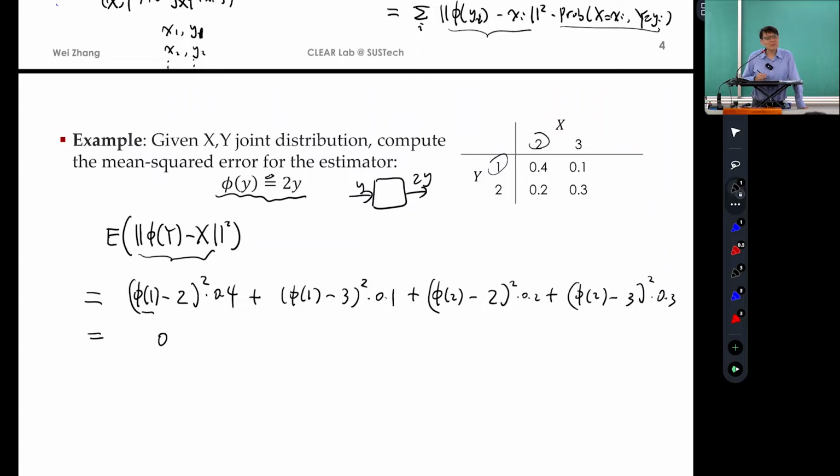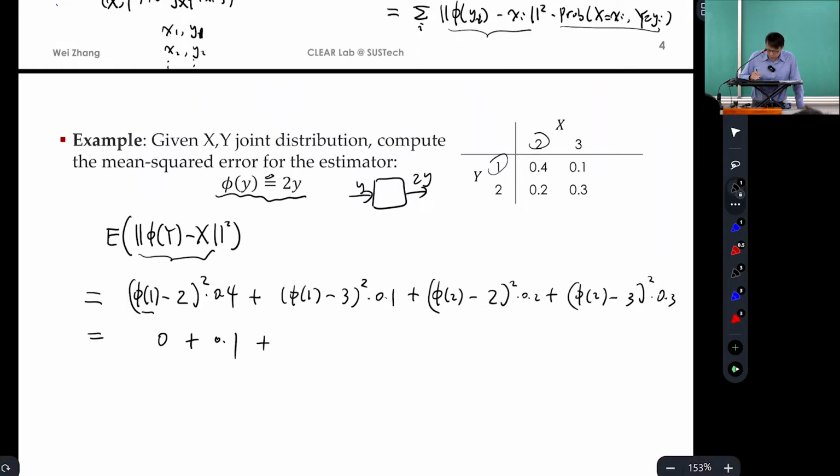So your estimator in this case is perfect. But being perfect for only one case doesn't mean anything, right? You have to make sure you cover the other cases. What about this? This is a 0.1.